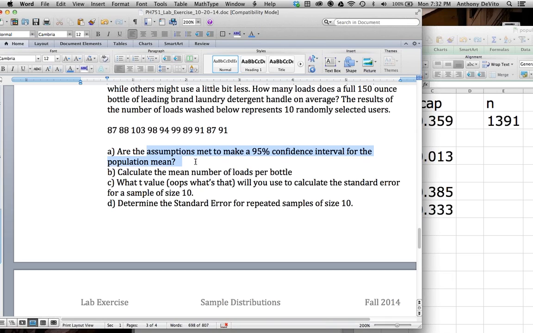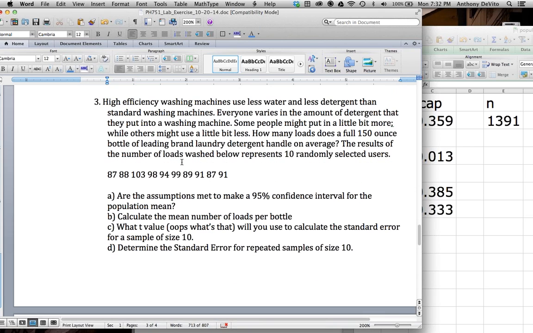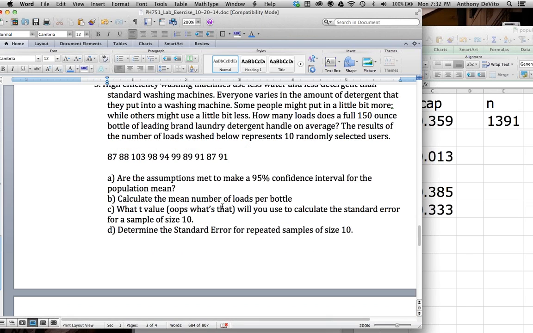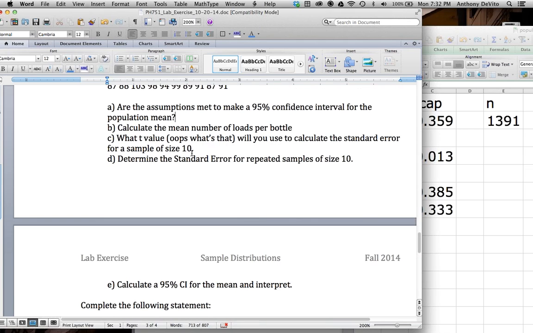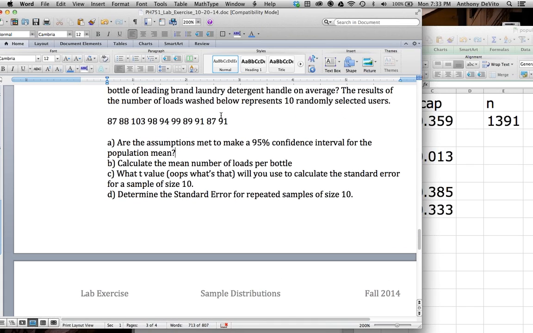Okay, so now, first of all, we need to have a random sample, right? This is a result of 10 randomly selected users. So that's one of the assumptions that we satisfied. There's another issue, the sample size and stuff like that. For this week, I'm going to ignore the issue with the sample size. Calculate the mean number of loads per bottle. Okay, well, how are we going to do that? We're actually just going to add these up, and we're going to take the average for all of these bottles.